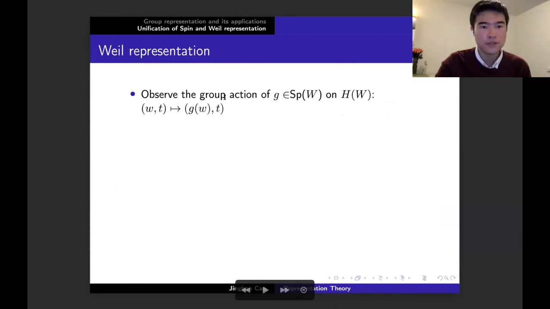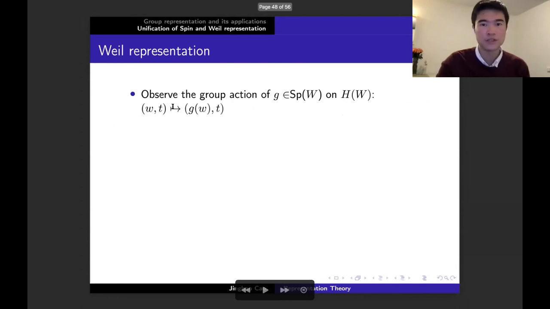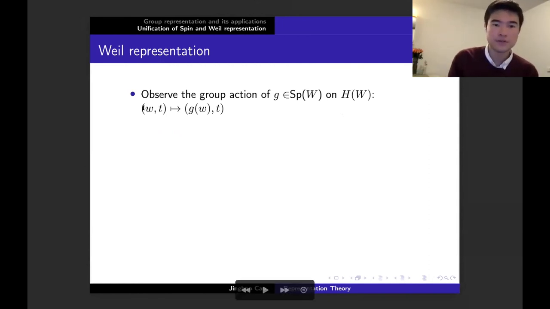So what we do is we take the group action of G in the symplectic group. Remember, the symplectic group is such that if we have an element G and the symplectic form S, then S(A, B) is equal to S(GA, GB). So similarly to SO preserving a symmetric form, in this case Sp preserves the symplectic form. And then we consider this group action. So basically we take an element from the Heisenberg group and then just let G act naturally on W.